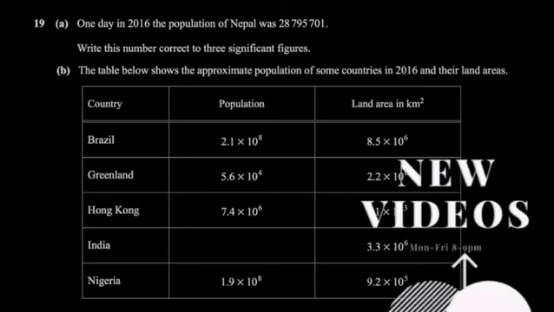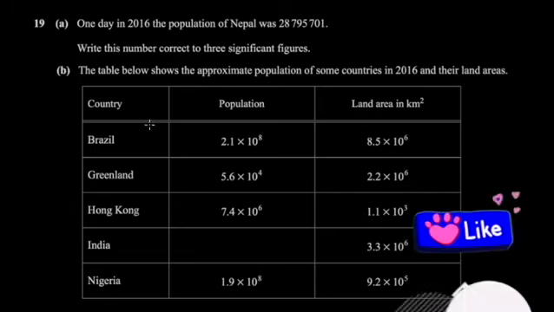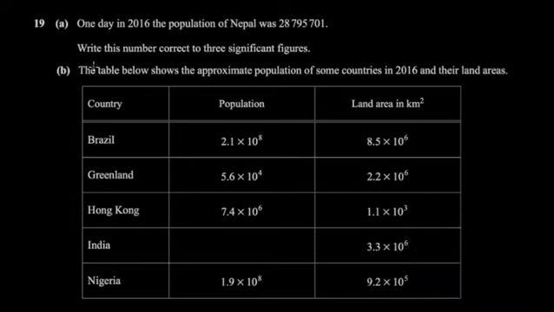So we're continuing with our paper. Okay, so today we're going to do this question 19. What does it say? It says one day in 2016 the population of Nepal was 28,795,701. Write this number correct to three significant figures.